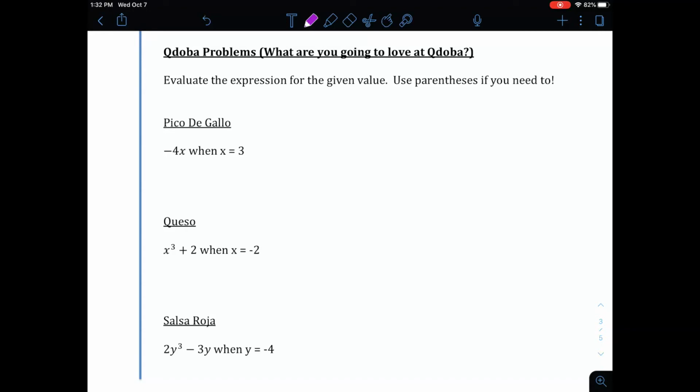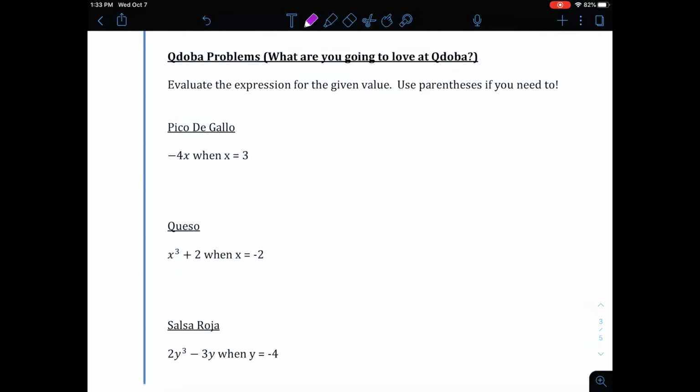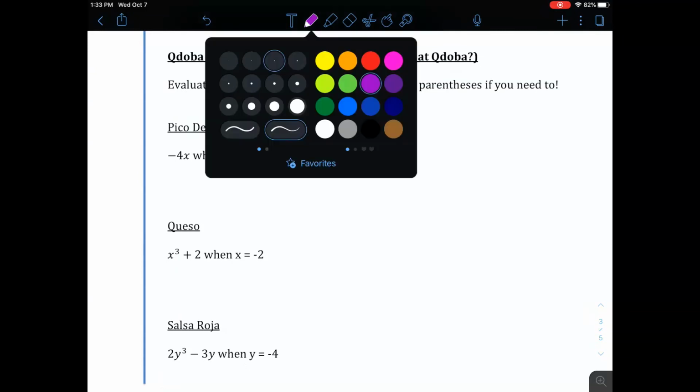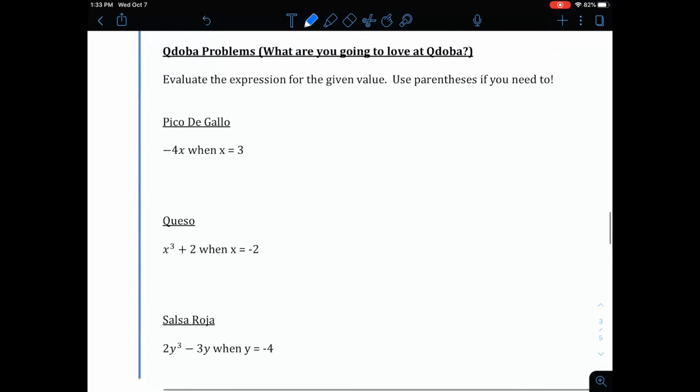It says evaluate the given expression for the given value. Use parentheses if you need to. So we're going to plug in these numbers for x or y, and we're going to solve. So let's go ahead and do it. We got pico de gallo, which is the mildest type of salsa, and then we have queso, which is a little bit spicier, and salsa roja, which is even more spicy.